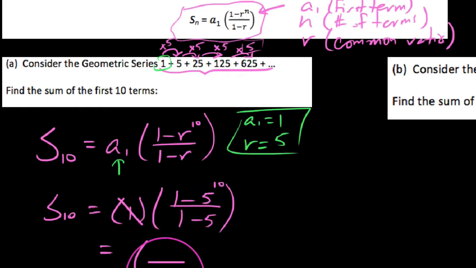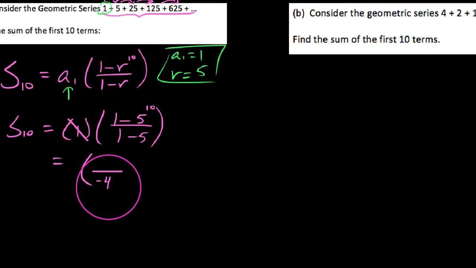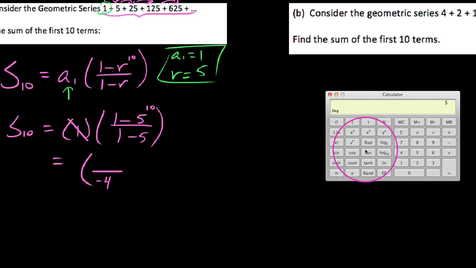Over the top and the bottom, it's a lot easier to complete the operation on the bottom. On the top, you actually have to get a calculator out. You have to say 5 to the power of 10, and then 1 minus this, so minus 1 here. We actually get 9765624.